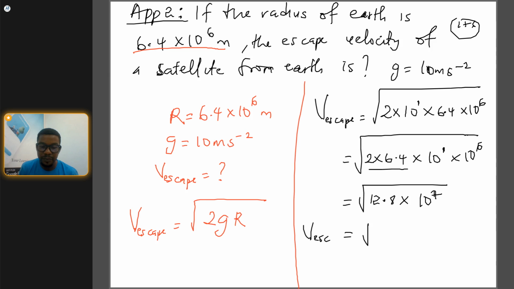V escape is going to be the square root. Find the square root of this value. So the square root of 12.8 multiplied by 10 raised to power 7 will give us 11,313.7085.